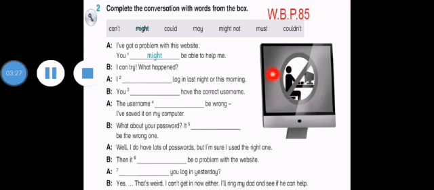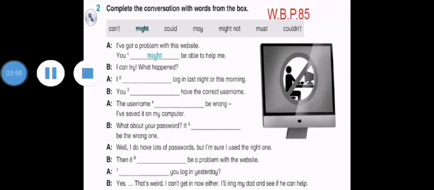Let's read the question, my shining stars. Complete the conversation with words from the box, and they are modal verbs. We have can't, might, could, may, might not, must, and couldn't. You have 2 minutes to do it. Begin, my shining stars. I'm with you. It's time for work.